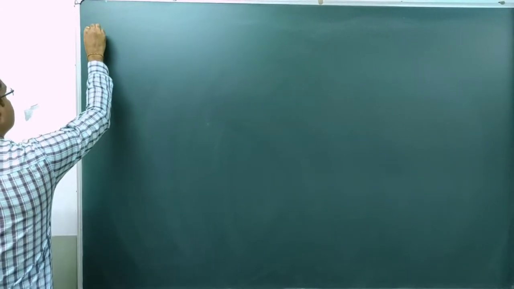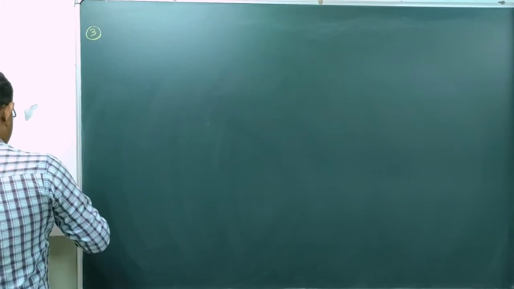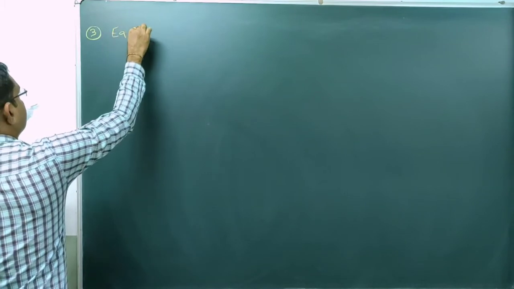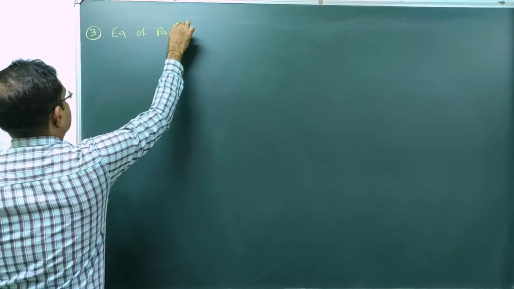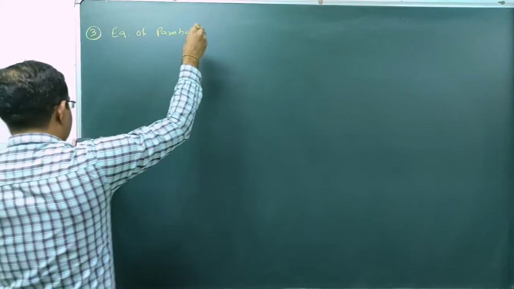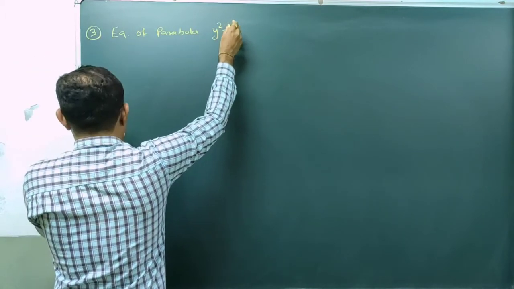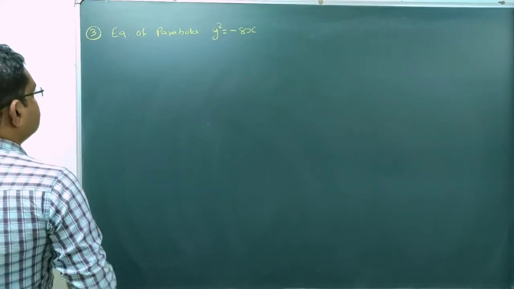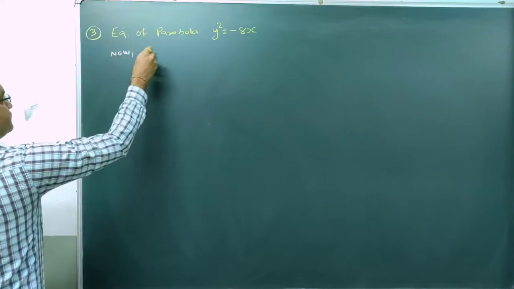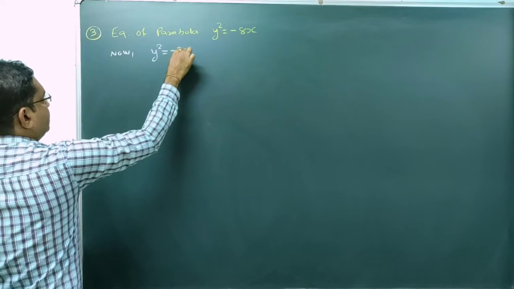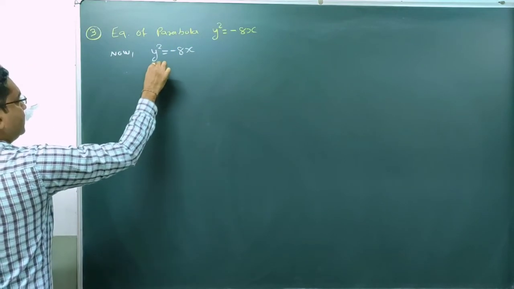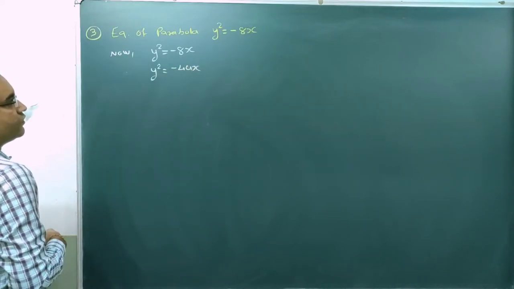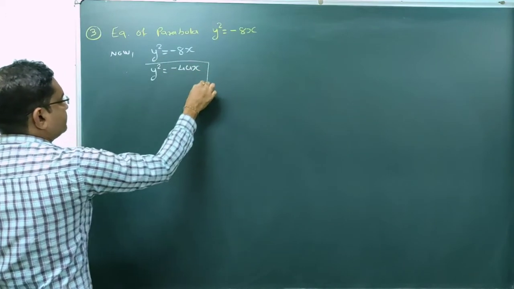Third question. Here, equation of parabola. Given equation of parabola is y square equal to minus 8x. So now, this y square equal to minus 8x is in which form? It's y square equal to minus 4ax.